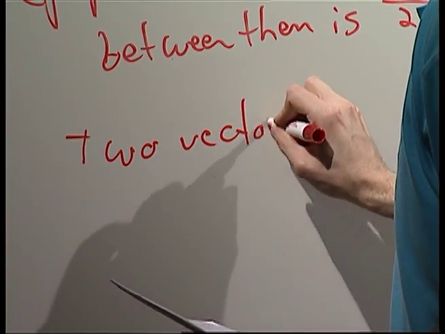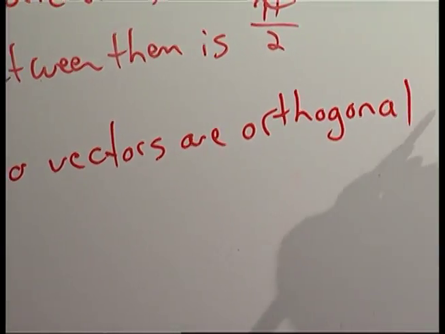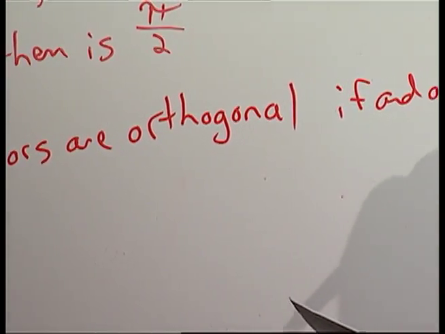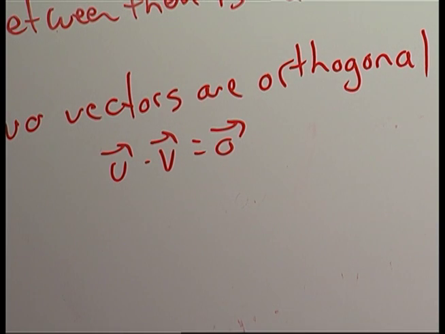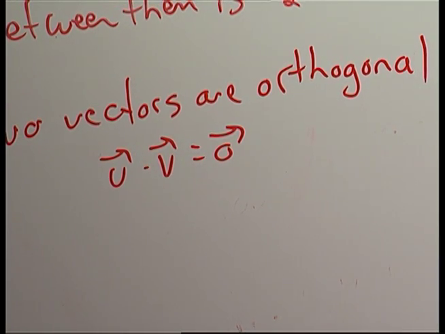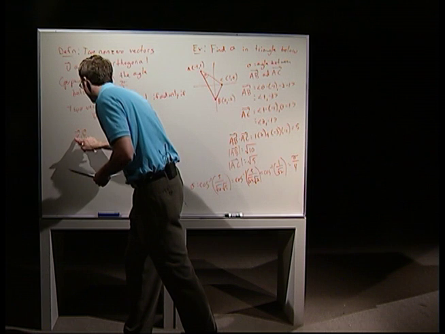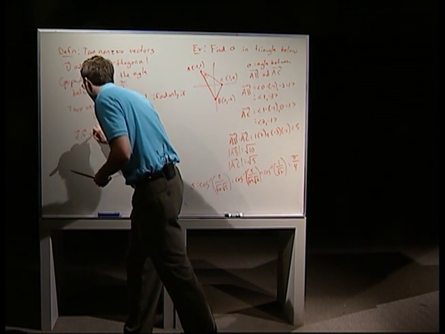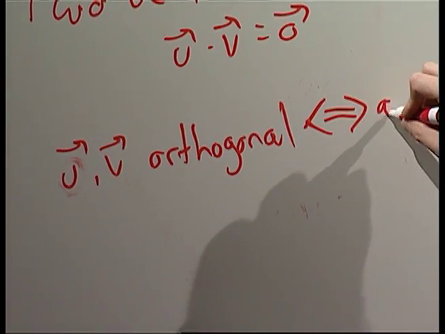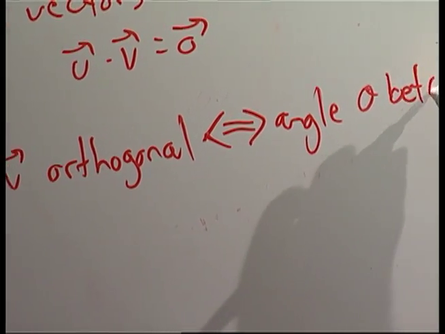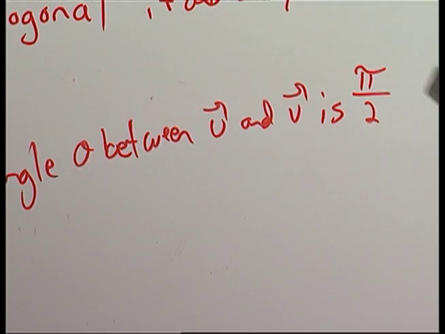So take two vectors, u and v. They are orthogonal if and only if, that is to say, a two-way street, their dot product is 0. Right? So two vectors are orthogonal if and only if their dot product is 0. Why? What's the reason? Let's take a look. So u and v are orthogonal definitionally if and only if the angle theta between u and v is pi over 2. Right?